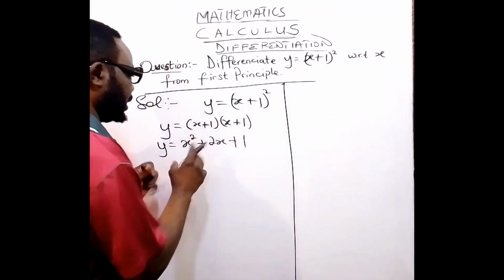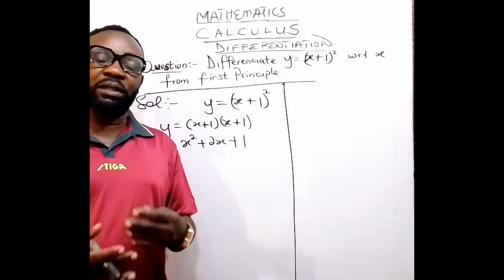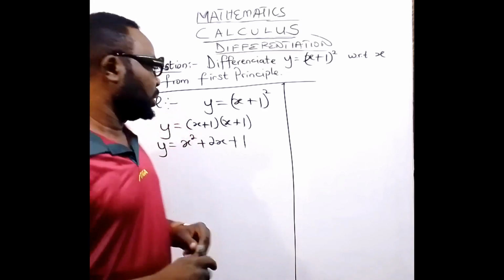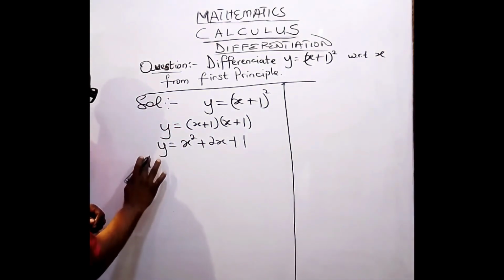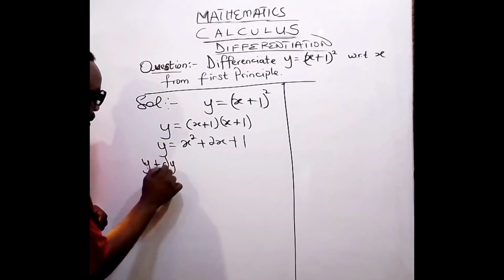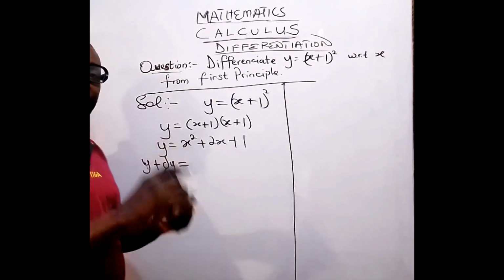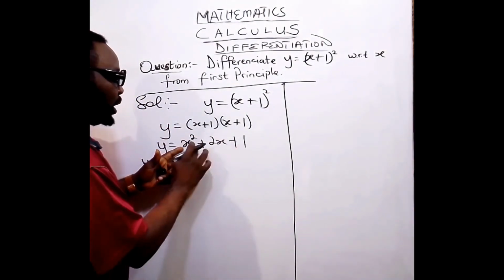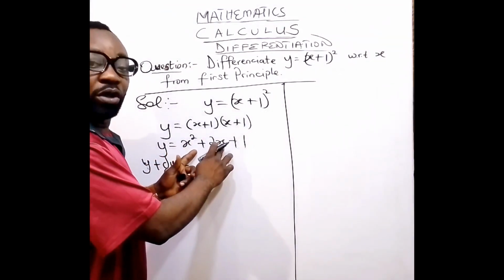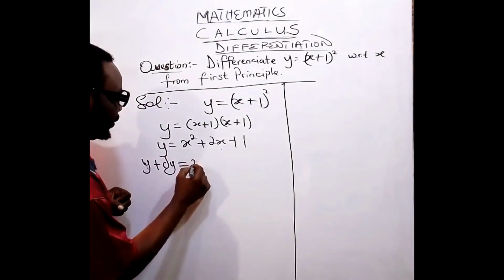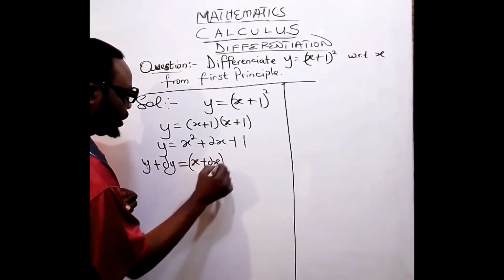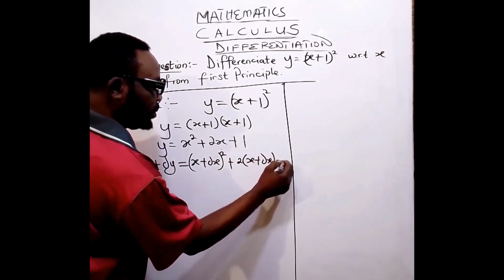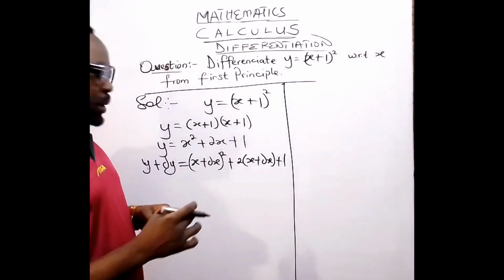Now, having got this, you can now look at changing y-axis compared to changing x-axis. That is the next thing you are going to do. Any change that happened to y, that is y plus delta y, will be equal to the same change that will happen to x. At each time where we have the x, you also have that change as well. We are going to have (x + dx) squared plus 2(x + dx) plus 1. So, we're going to continue this way.